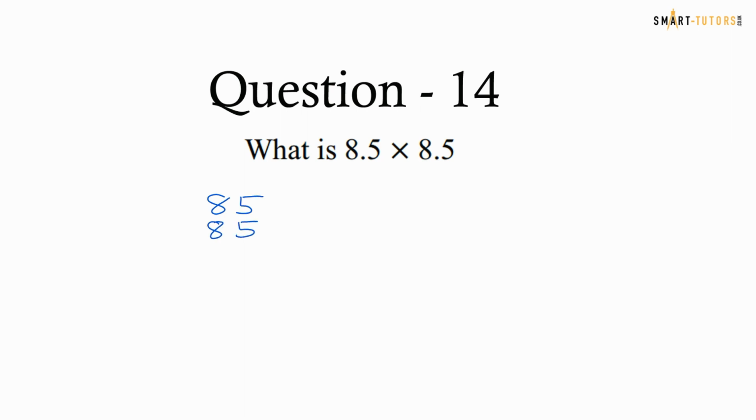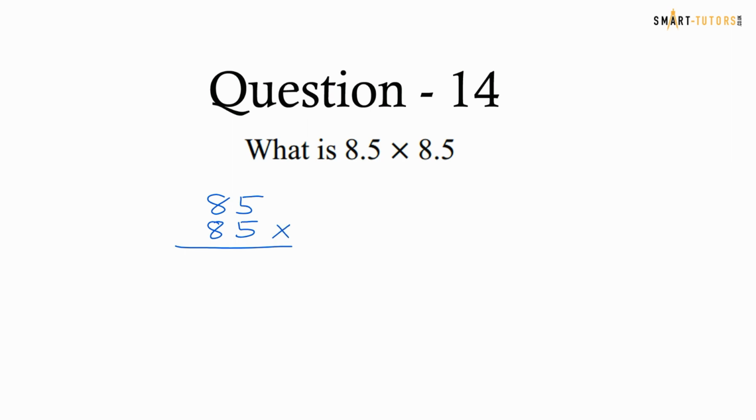Question number 14. What is 8.5 times 8.5? So I'm just leaving the decimal point out. Just times 85 by 85. The easiest method I got, 85 times 85. This is only applicable for the same number, 85, 85 or 75, 75, 35, 35. This method is very useful.